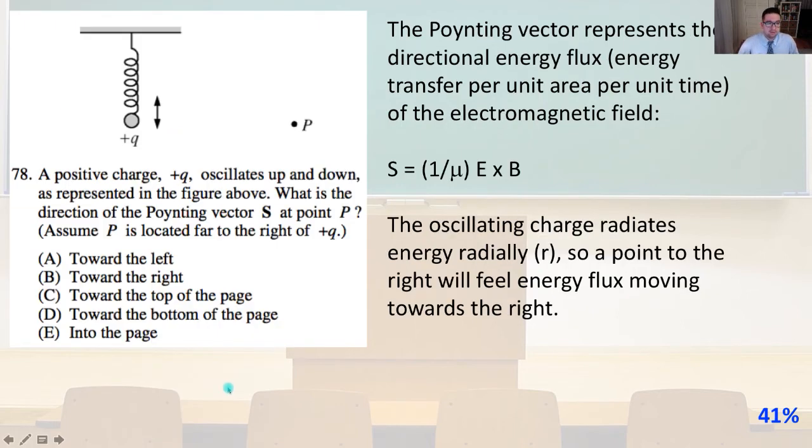78. A positive charge plus Q oscillates up and down as represented in the figure above. What is the direction of the Poynting vector S at point P? Assume P is located far to the right of positive Q.